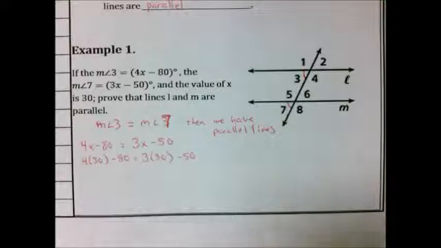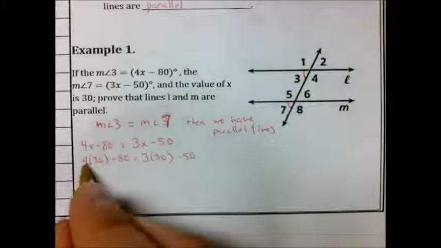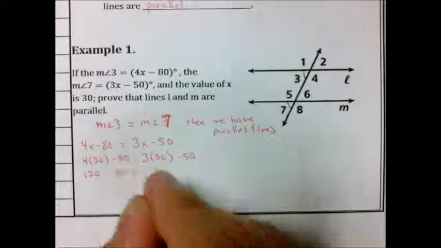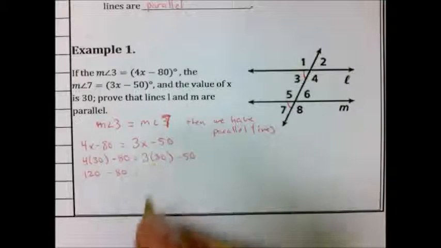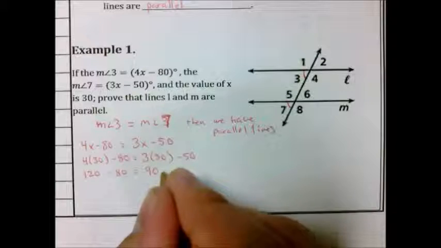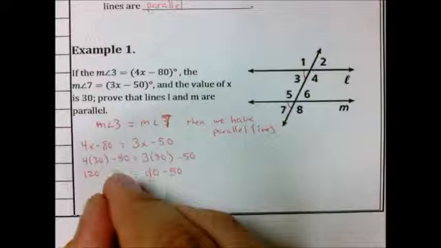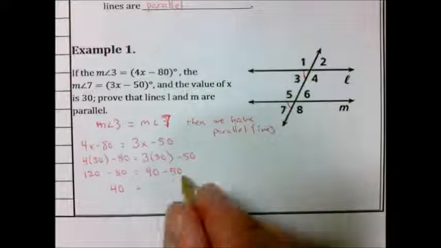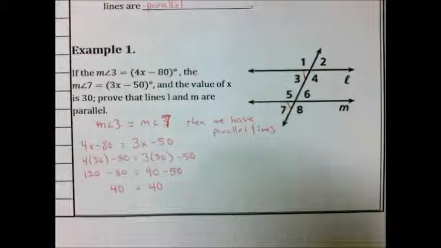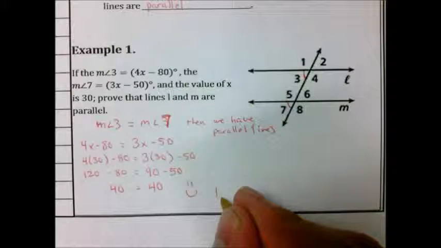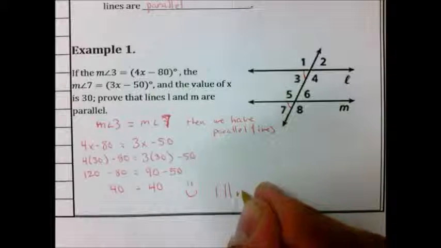Now we just have to solve and make sure that those two sides of the equal sign do equal the same amount. Okay, so 4 times 30, 4 times 3 is 12, and we add a 0, so we have 120 minus 80 equals 3 times 30 is 90 minus 50. And we know 120 minus 80 is just 40, and 90 minus 50 is also 40. So, yay for us, we have parallel lines. Line L is parallel to M.